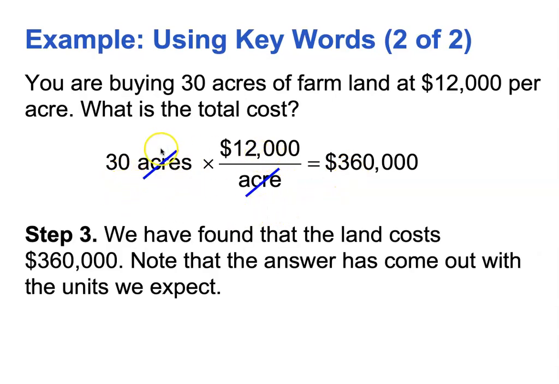Notice when you're multiplying here, this 30 acres is understood to be over 1 because it's 30 acres total over 1. So the acres, because this would be in the numerator and this would be in the denominator, cancel, leaving your answer in just dollars. We have found that the land cost $360,000. Note that the answer has come out with the units we expect. These are your units, dollars.